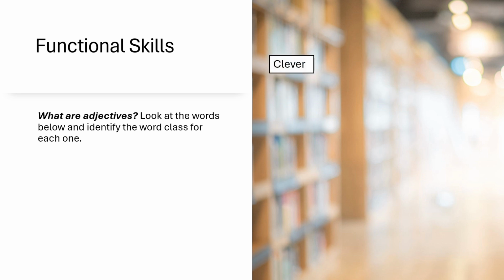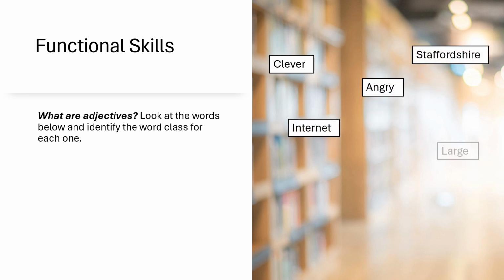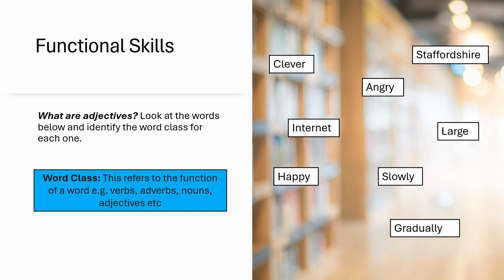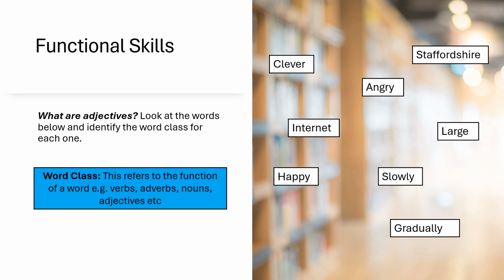So the first thing we're going to think about is what are adjectives. I want you to have a look at the following words and identify the word class for each one. So you have words like clever, angry, Staffordshire, internet, large, happy, slowly, gradually, and that's it. If you're not sure what we mean when we're talking about word class, this refers to the function of a word. So are they a verb, an adverb, a noun, or an adjective?